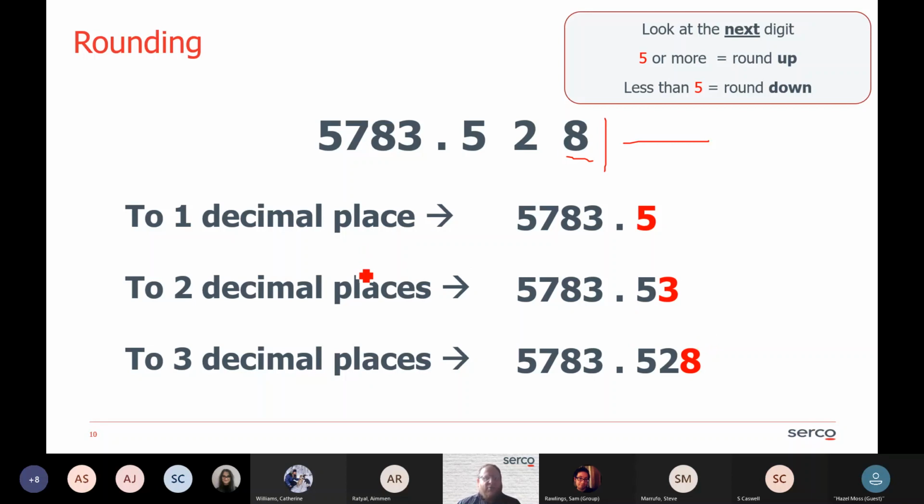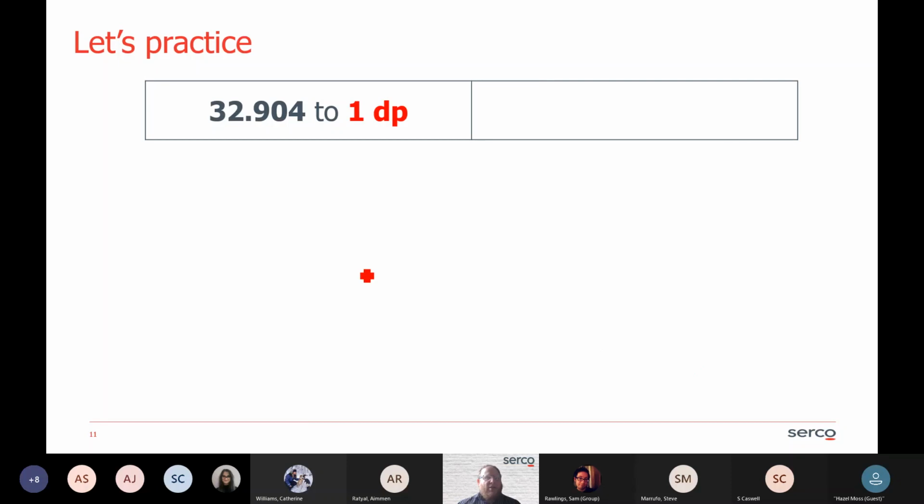Let's give you a few more practice questions for you to try. So can you all round and put your answers in the chat if you want to? What do you think 32.904 would be rounded to 1 decimal place? I'll give you a few seconds to do that.